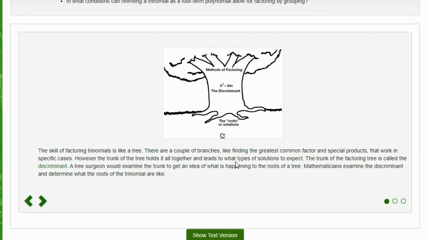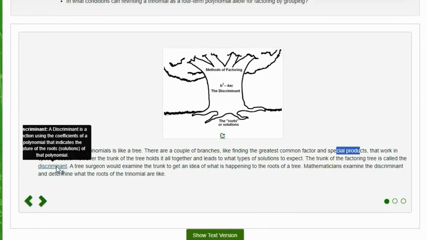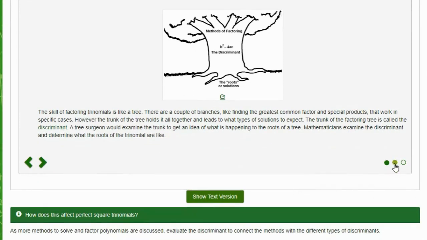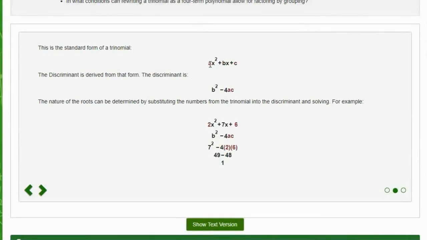There's a couple of branches, like finding the greatest common factor and special products that work in special cases, right? Difference of squares, we did that. But the trunk of the tree holds it all together and leads to what types to expect. So this is called the discriminant. Remember, we can only use the discriminant when we have a quadratic equation, ax squared plus bx plus c. And the discriminant is b squared minus 4ac. So let's review that with this sample problem they gave us.